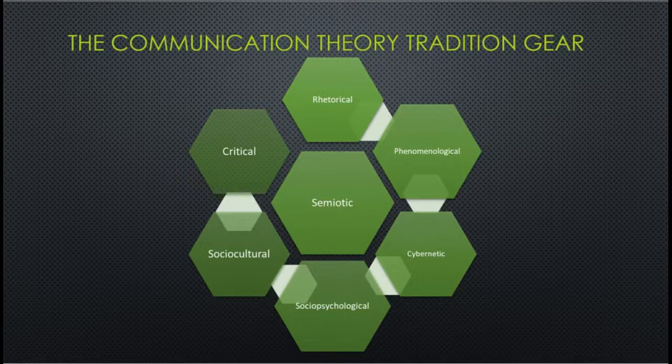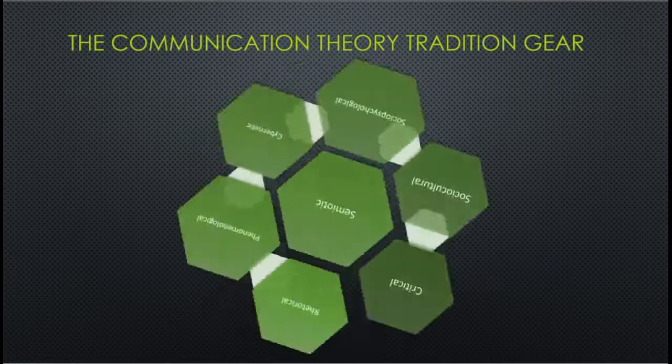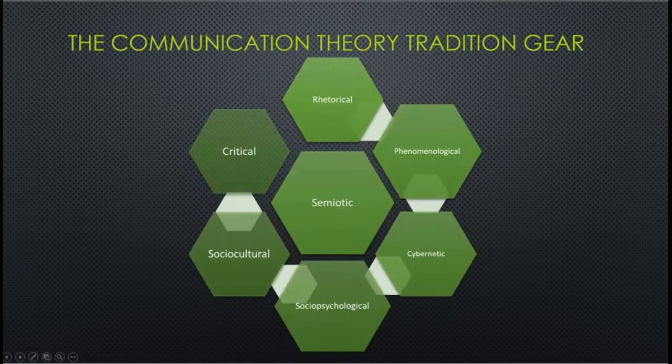Dr. Robert T. Craig, communication theorist from the University of Colorado, as a means of amalgamating the nebulous ether of communication theory, conceptualized its grand sum into 7 traditions. These traditions are called the semiotic, the phenomenological, the cybernetic, the socio-psychological, the socio-cultural, the critical, and lastly, the rhetorical traditions of communication theory. At the macro level, my map is composed of 7 hexagonal gears, as it were, that spin collectively in states of both friction and viscosity.